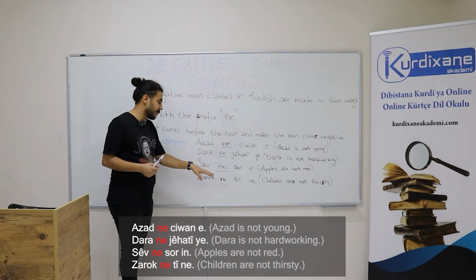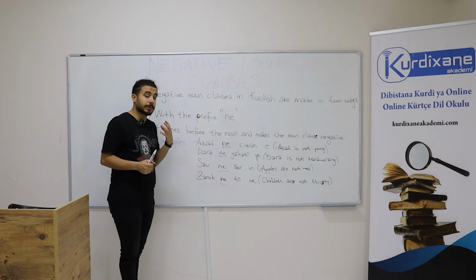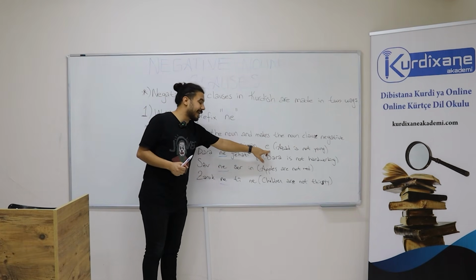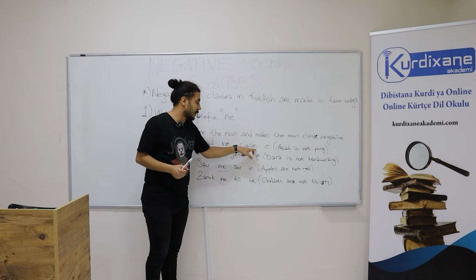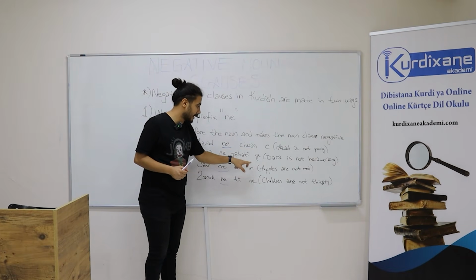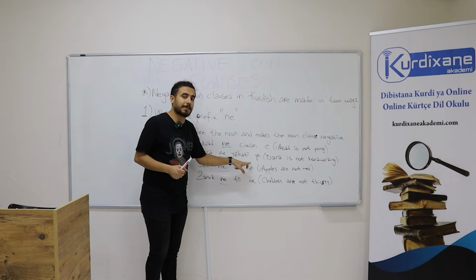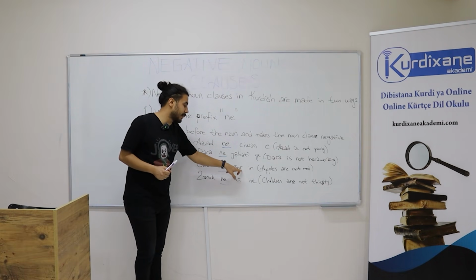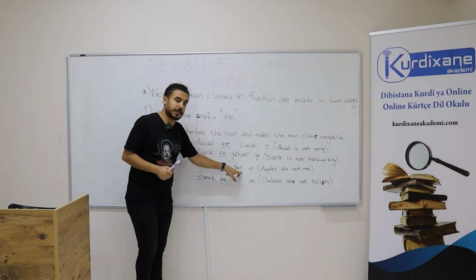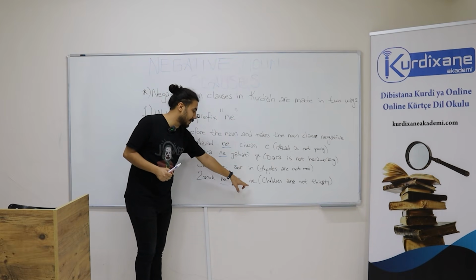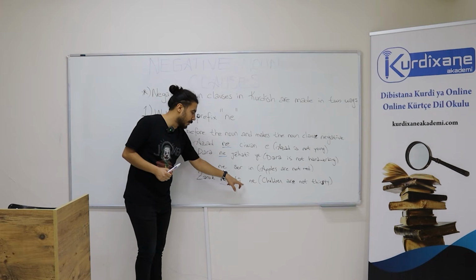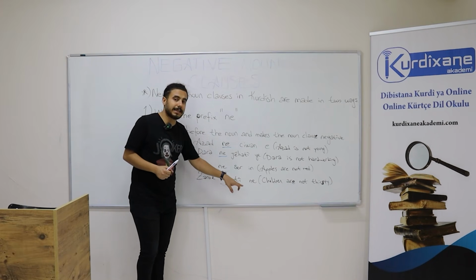Children are not thirsty. To remind you of our previous video, as you can see, e here is e because it's preceded by a consonant. Here, as you can see, it's preceded by a vowel and it becomes ye. Since it's preceded by a consonant r, it's in, and in the last one, as you can see, since t ends in a vowel, it becomes zarok netine.